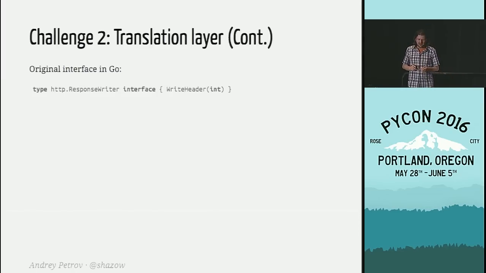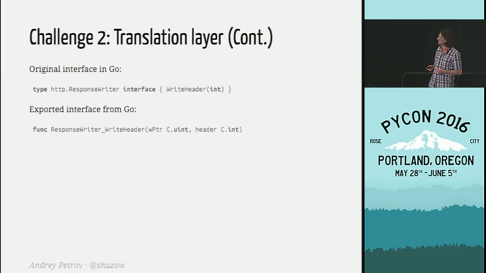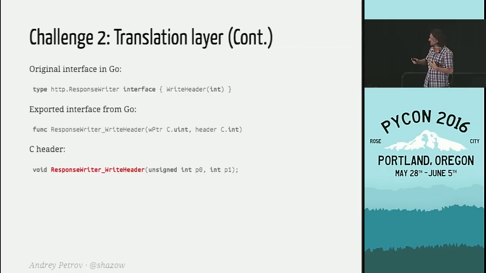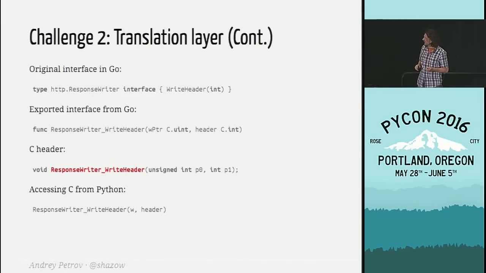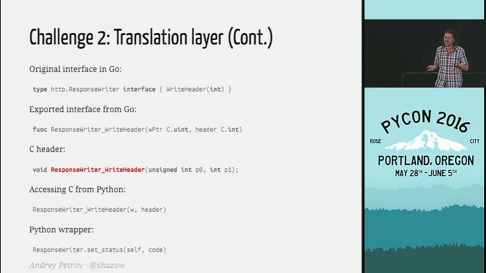Now, here's a quick overview of the entire process of translation. I found this a handy reference. We start off with that interface that has a write header thing in Go. Then we export it into a C thing that is basically a wrapper that abstracts all the Go native interface stuff. And then that creates a C header signature that looks like this, the response writer that takes an integer, an unsigned integer, and another integer. And then we access it from CFFI like this. So just response writer, write header. And then we create another wrapper around that that just makes it look normal, what we're used to. Response writer, setStatus. So this is the translation layer of going from Go into Python.